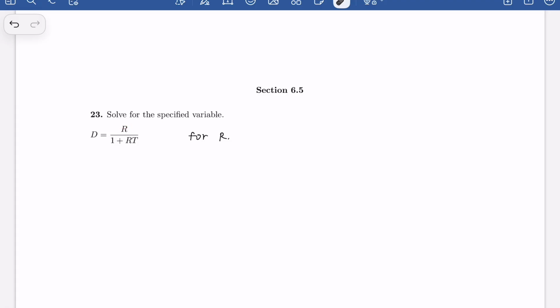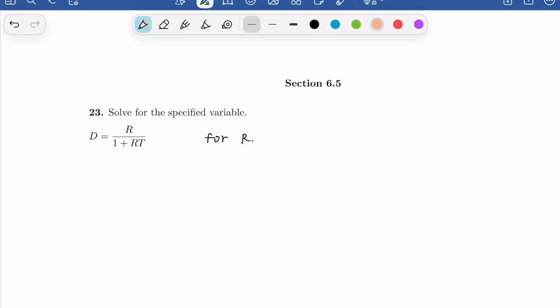Now notice we have an r in the numerator and the denominator here. So maybe we're not sure how to go about this at first, but remember with rational equations, we always want to make our lives a little bit easier. And in order to do that, we're going to get rid of our fractions. So in order to get rid of this fraction, what we're going to do is multiply both sides of this equation by this denominator. So we're going to multiply by 1 plus rt on the right-hand side. And whatever we do to one side of the equation, we have to do to the other. By doing this, we've canceled out the fraction here. So now we're just going to be left with d times (1 plus rt) is equal to r.